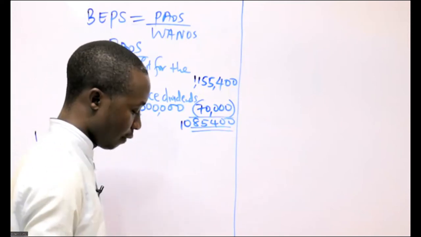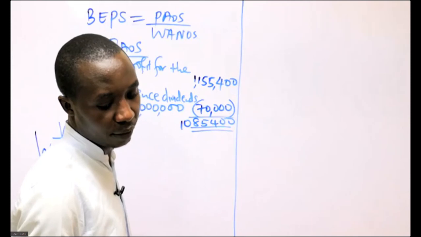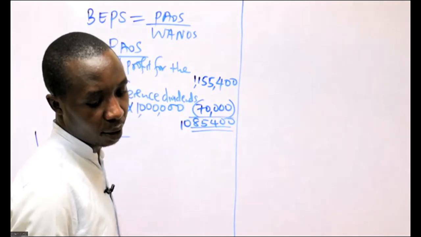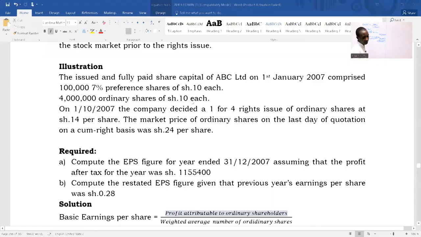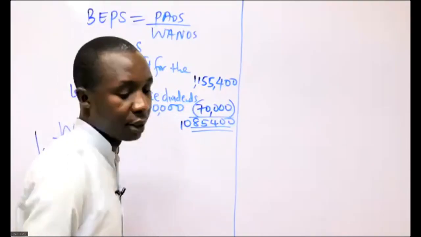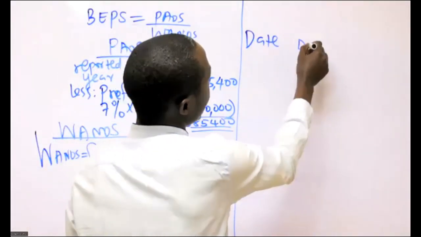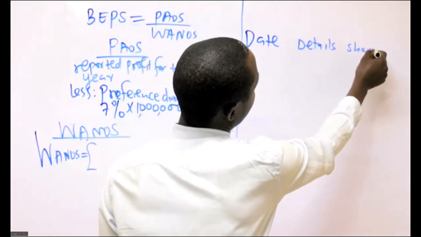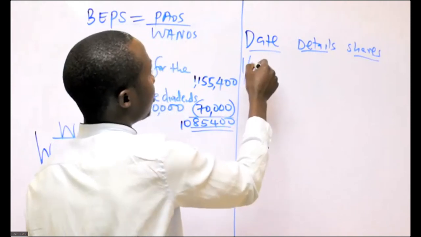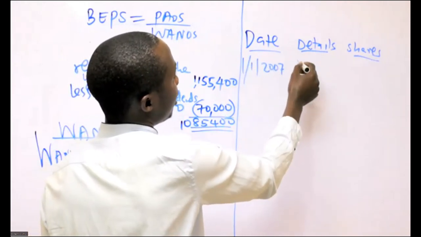You know that the financial year was starting when? In some questions, you can even do analysis of the dates and the shares you have as per those dates. Because here we have January 2007. Then after that, they issued the rights issue on October 2007, based on which proportion? 1-for-4. So the shares outstanding with the shareholders from the initial period is 4 million. In some questions, I would be saying dates, details, shares. So now, this one is from January 2007. We have how many shares? 4 million.